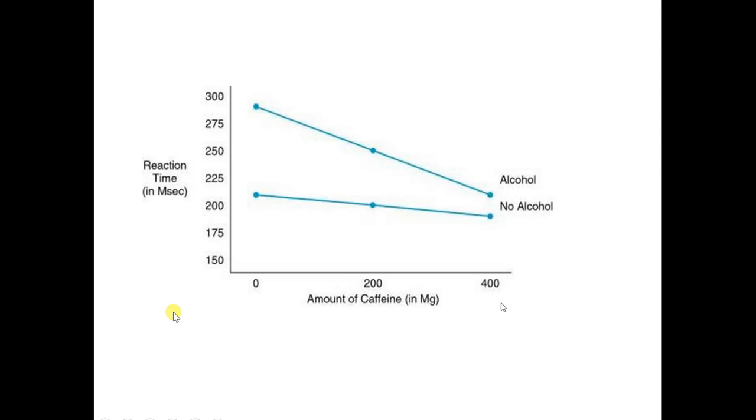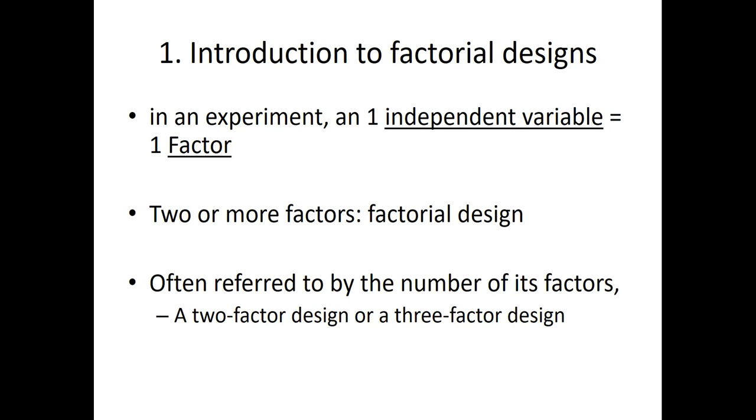So, in other words, the effect of alcohol depends on how much caffeine you have in your system. The effect of caffeine depends on how much alcohol you have in your system. That's kind of the heart of the factorial design, showing that what one independent variable does has an effect on what another independent variable does.